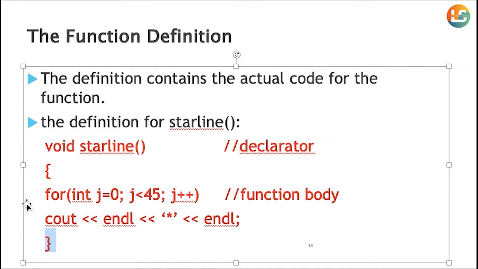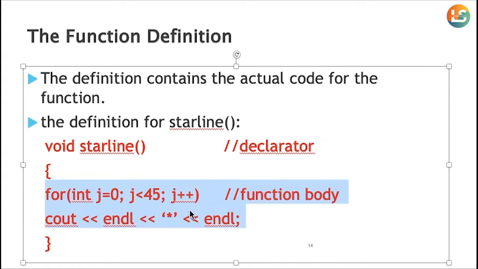Similarly for this function as well, we are going to write the declarator, and after the declarator we need to put some brackets, and within those brackets you are going to put all the code that this function needs to do. It was a very basic function which is going to print a star line. So for this star line, what we have done is that we applied a loop from 0 to less than 45. We exactly want to print 45 stars. So for 45 stars we also put cout.